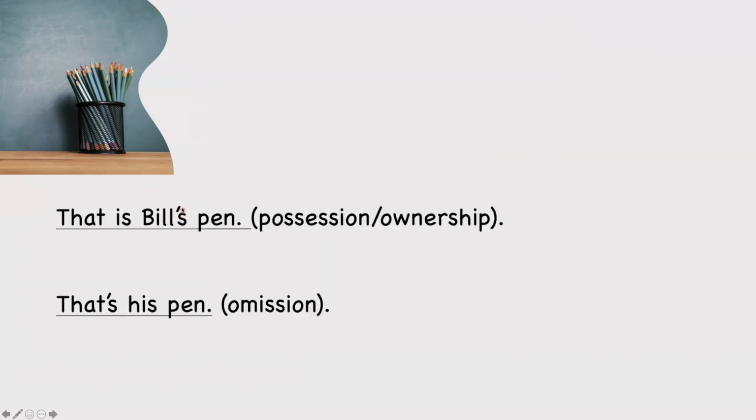That is Bill's pen. Here's the apostrophe. Bill owns the pen. Possession, ownership. Bill's pen, apostrophe S. That's his pen. We've left out the I from "is". That's an apostrophe to show that we've left the I out of "is". That's omission. We've left it out.